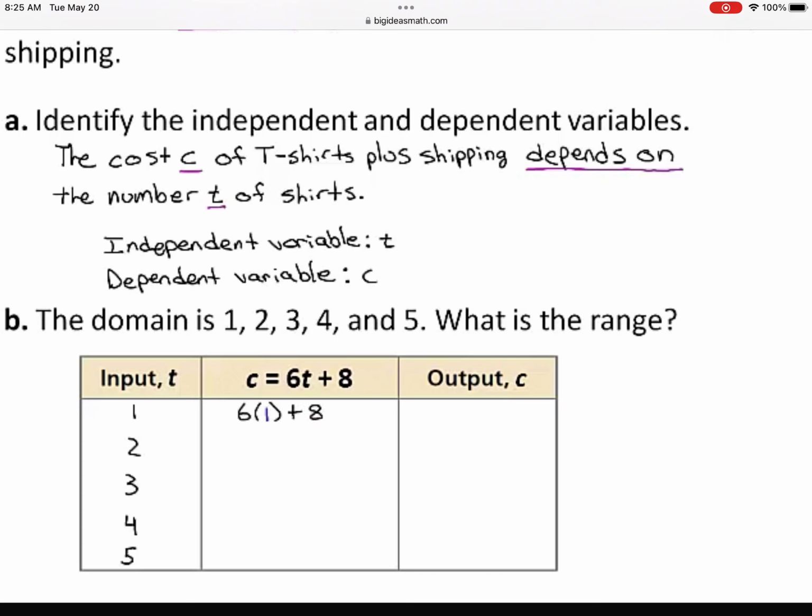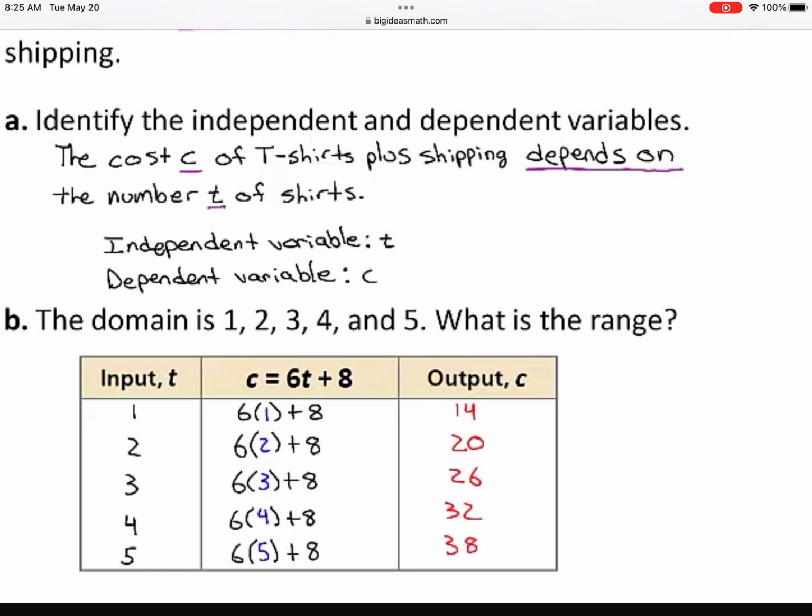6 times 1 plus 8 equals 14. 6 times 2 plus 8 equals 20. 6 times 3 plus 8 equals 26. 6 times 4 plus 8 equals 32. And 6 times 5 plus 8 equals 38. The range is the set of output values, so the range is 14, 20, 26, 32, and 38.